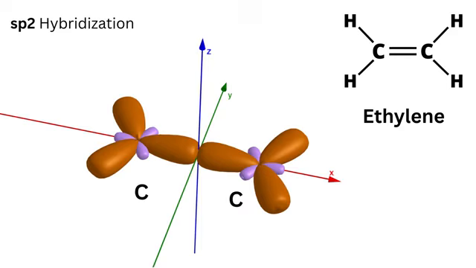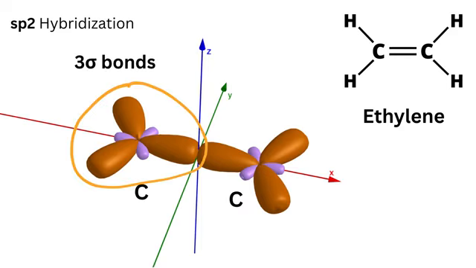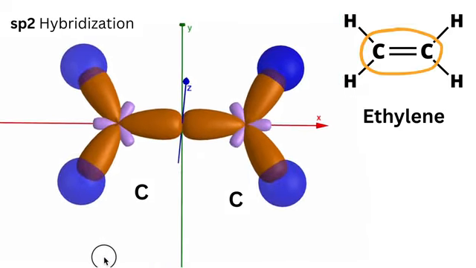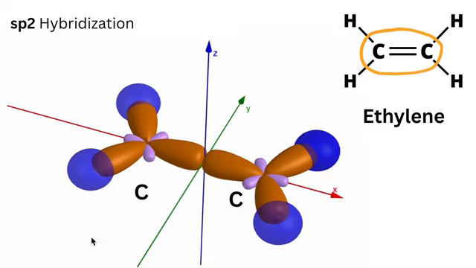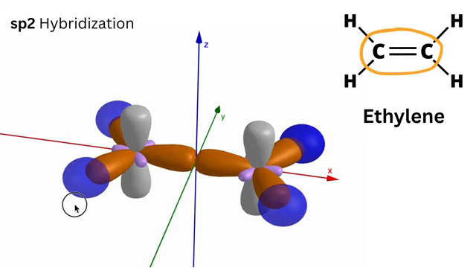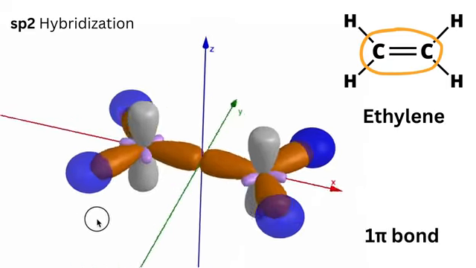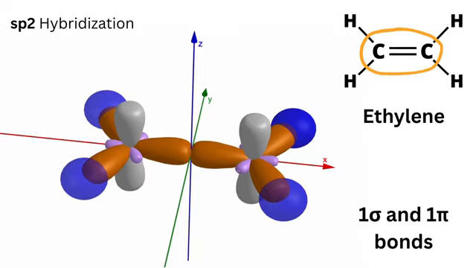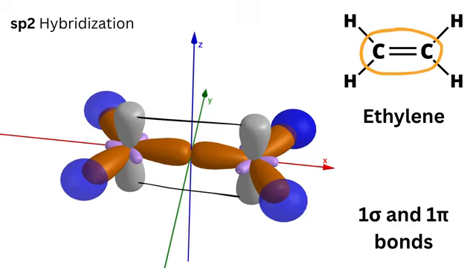In ethylene, each carbon forms three sigma bonds using its sp2 orbitals, two with hydrogen atoms like this, and one with the other carbon. The remaining unhybridized p subshell, say pz, on both carbons overlap sideways to form a pi bond. That's why ethylene has a double bond between the two carbons, one sigma and one pi bond. Now, because the pi bond locks the two carbons in one plane, the molecule cannot easily twist. This is why double-bonded compounds are usually flat and rigid.